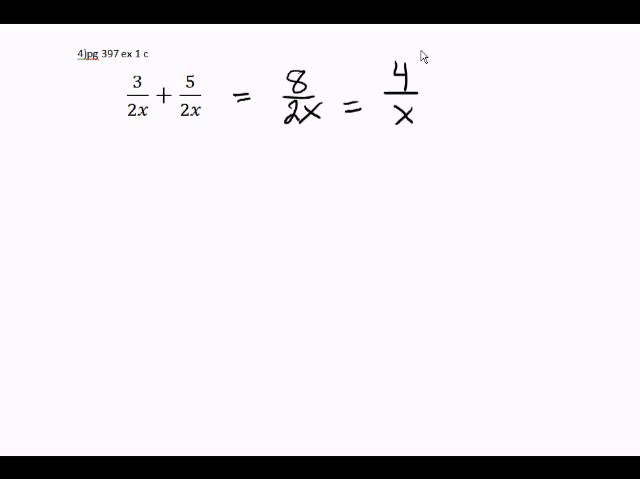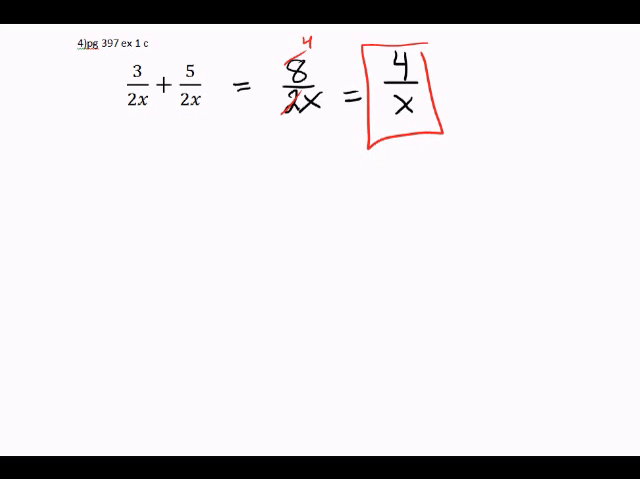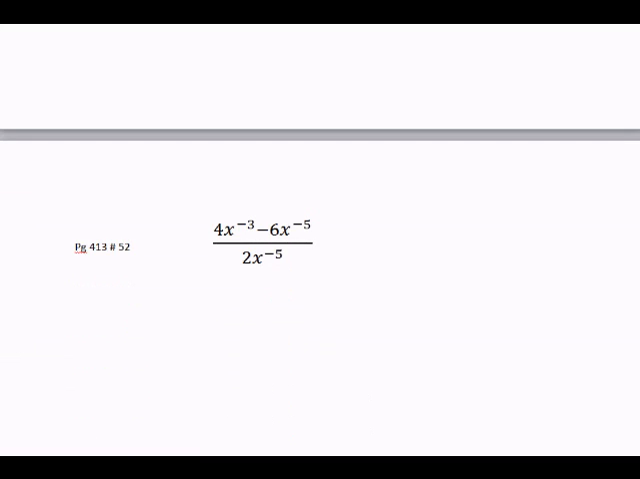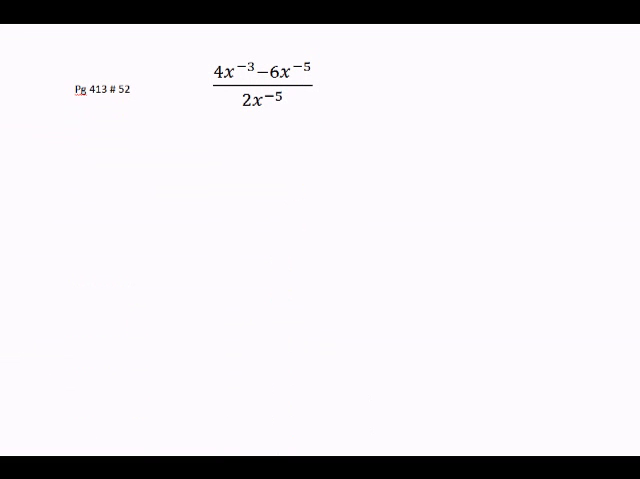And what is the simplified form? Yeah, just 4 over x, not 4x. 4 over x. Yeah. These reduce. 2 goes into 8 4 times. So the 4 is on top, the x is on the bottom, and we're done. Boy, that was an easy one. That might have been too easy.